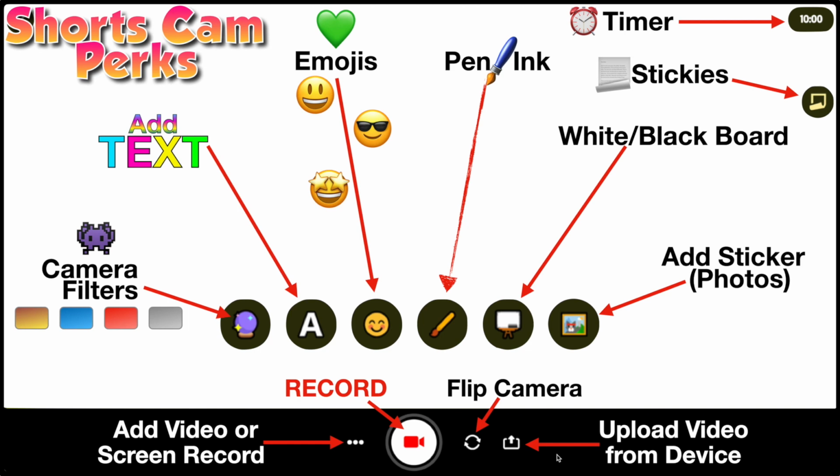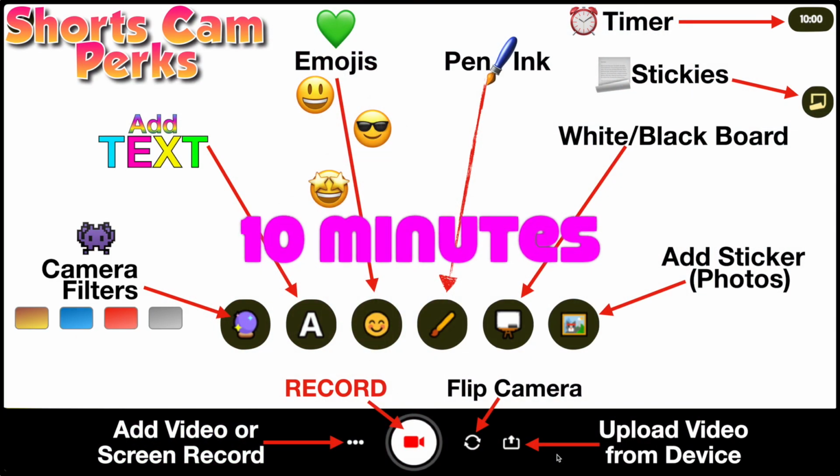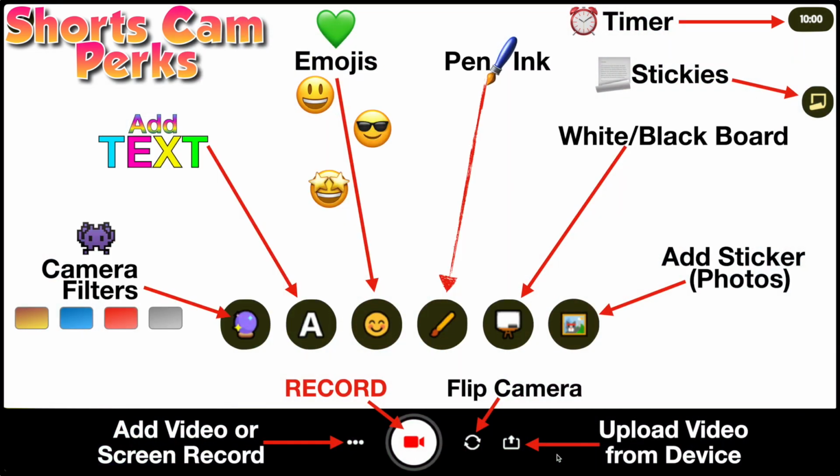Now let me call your attention to the timer. The timer allows videos up to 10 minutes, which is one of the newest updates that Flipgrid released not too long ago because of the COVID-19 issue that we've been experiencing. So Flipgrid allowed us more time so that we can create more content for our students. So up to 10 minutes. Now we do have that white and blackboard option where we can write on, and we can bring in our photos from our device as stickers as well. So this is what we can do with our Shorts camera.